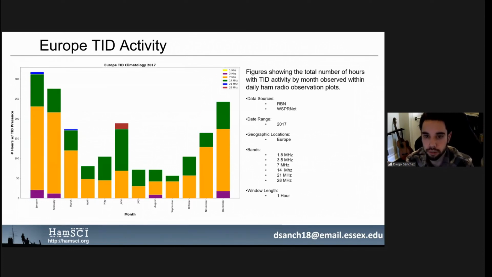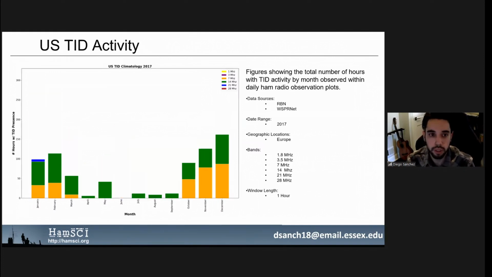So next, to find the monthly distribution of TID activity for the year of 2017, I generated daily ham radio plots for both Europe and the US, and I searched them manually for TID signatures. And as you can see here, the majority of activity that I found was more in the winter months, particularly around December, January, and February. So this is for Europe, and here for the US.